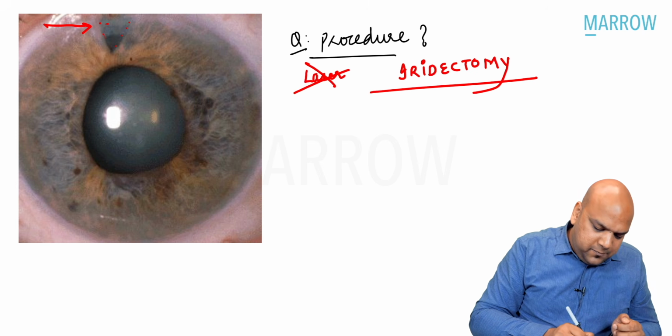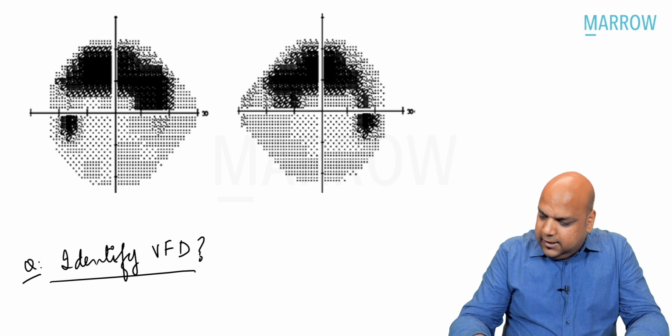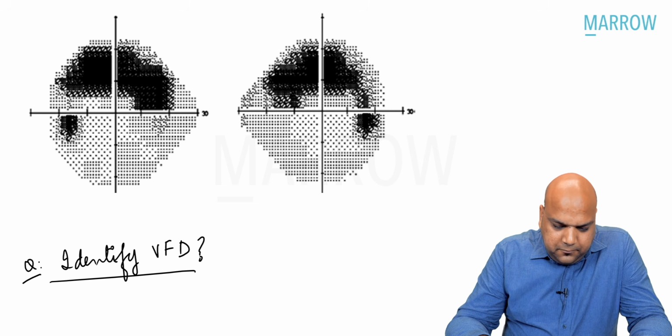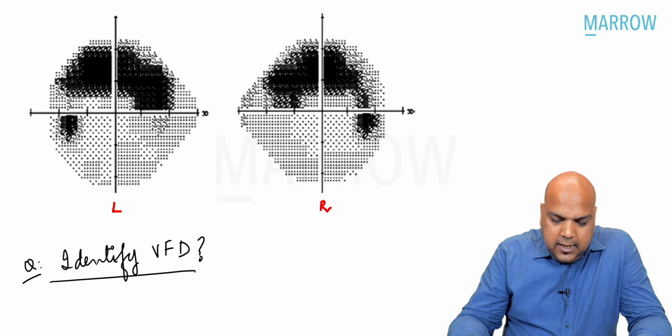All right, thank you. Now, neuro-ophthalmology, identify the visual field defect. Obviously, visual field defect is for yourself. So this is the left eye, this is the right eye. You should first of all understand this. Now, what visual field defect can be seen? Anybody can make out. Both have the same. Yes, it is the same.